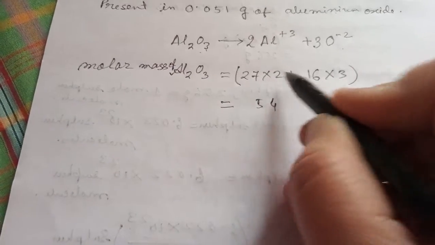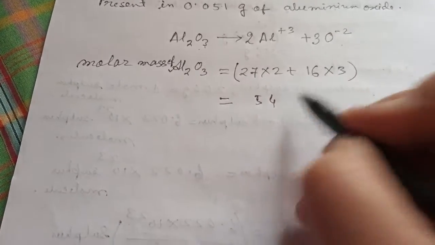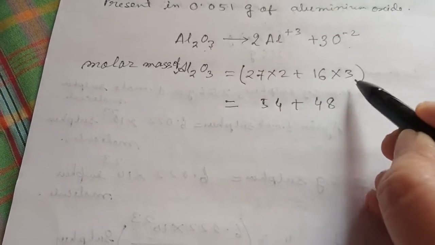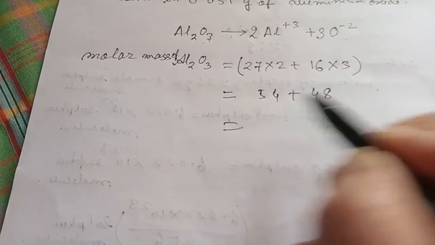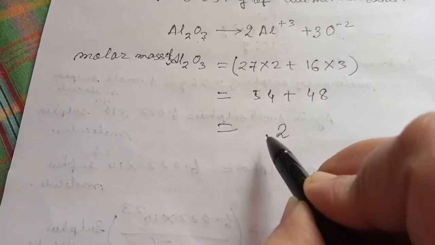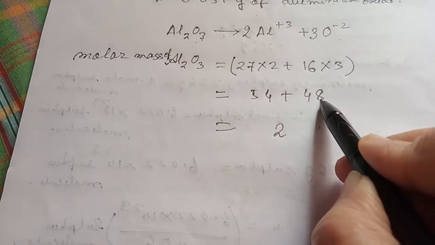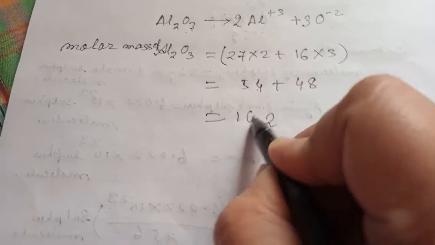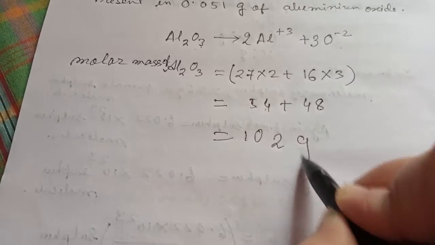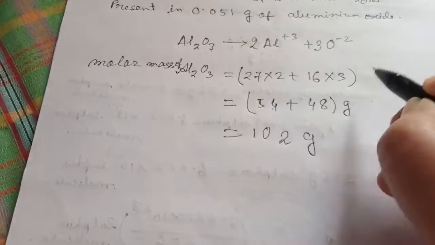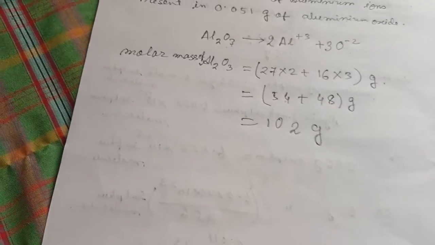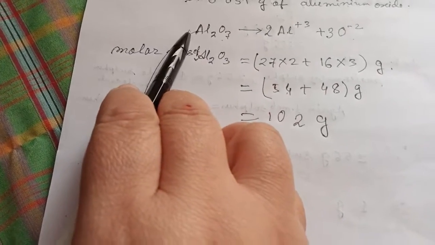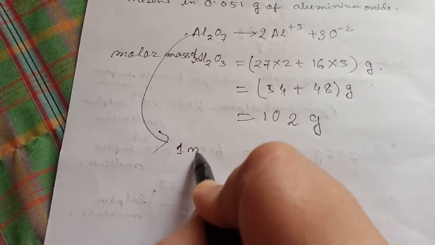So we will get 54 plus 48, which after adding gives 102 gram. So this is the molar mass of aluminium oxide. Now, this is 1 mole.